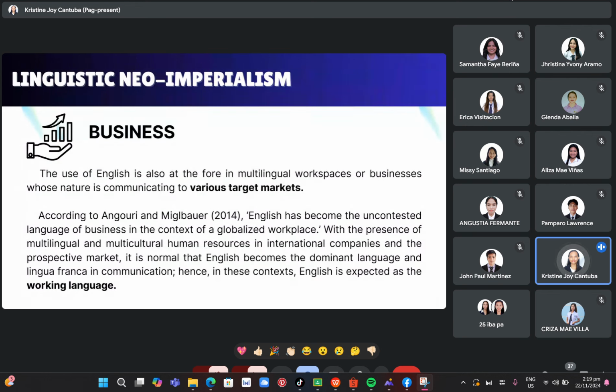And according to Angry and Migbauer in 2014, English has become the uncontested language of business in the context of the globalized workplace. With the presence of multilingual and multicultural human resources in international companies and the prospective market, it is normal that English becomes the dominant language and lingua franca in communication.